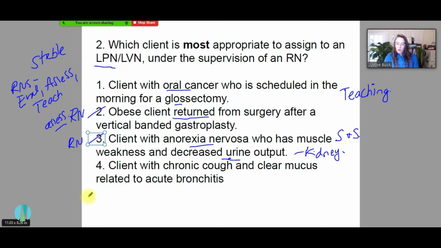And then number 4, client with a chronic cough. Okay, so there's the symptom data, and clear mucus related to acute bronchitis. So that one right there, they're having the signs and symptoms of the condition, and it's a chronic cough. So they're always kind of coughing, and it's clear mucus. So I'm not worried that they are having an immediate complication. If it was purulent, then I would be worried about an infection, but these are pretty mild symptoms for this condition. So if I had to decide between 1 and 4, I would definitely go with number 4 for the LPN and eliminate number 1 just because of that teaching and going for a procedure.